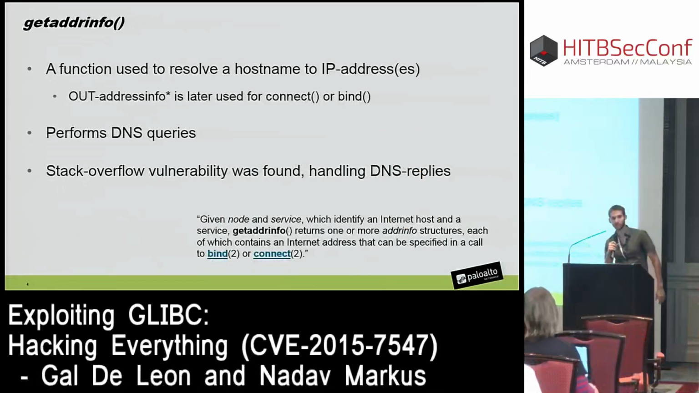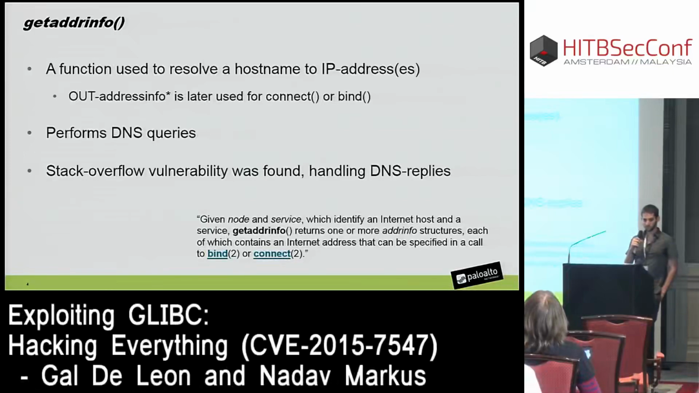So first of all, let's take a look at the vulnerable function, getaddrinfo. This function is used to resolve a hostname and a service to an IP address. Now, the out parameter, which is of type addrinfo, is later used usually for connect or bind. It will contain the IP address which was resolved. In order to resolve the hostname, several DNS queries might be performed, usually over UDP, but sometimes over TCP, as we will see in this presentation.